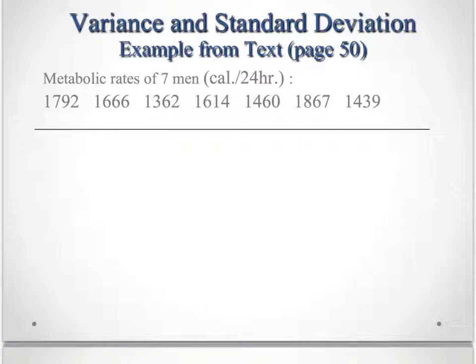Okay, so let's do an example of how we find the standard deviation and the variance. This is the example from the Moore text that we are using, on page 50. We want the variance and standard deviation for this set of 7 values, and the values represent metabolic rates of 7 men. Our minimum number here is 1,362, and our maximum is 1,867. And our n is 7. There are 7 different values here.